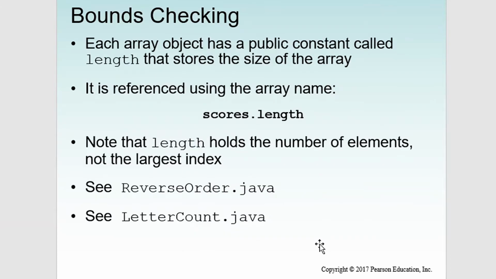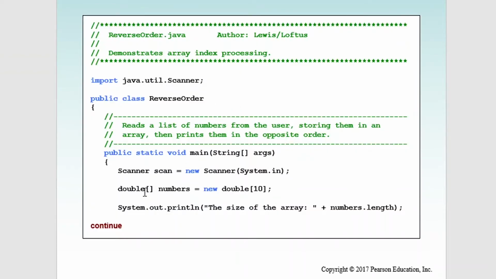Each array object has a public constant called length that stores the size of the array. It is referenced using the array name. So here's the array. If you do dot and then length, you'll get the size of the array. Note that length holds a number of elements, not the largest index. See reverse order and letter count. So here's reverse order. So they declare an array of doubles and they're holding 10 elements.